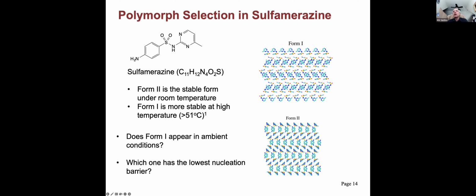We know that form 1 is a metastable one at room temperature. So the question is, when we do the nucleation at room temperature, does form 1 appear? That's what you would expect from the Ostwald stages. Or which one has the lowest nucleation barrier, which is what we would assume is the one that is most likely to crystallize.